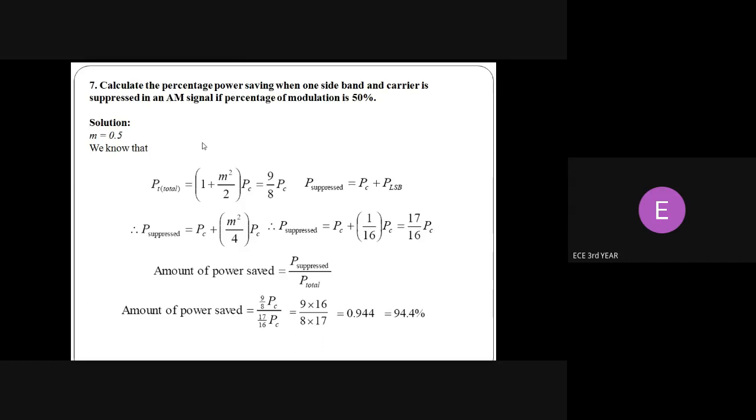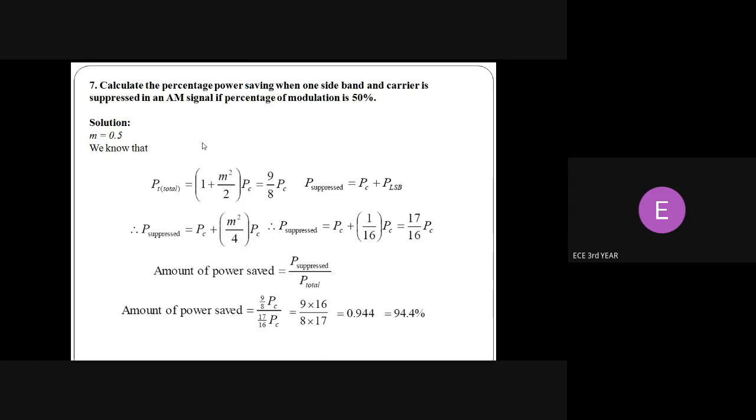M square divided by 4 into PC. Therefore, 1 divided by 16 into PC. PC plus 1 divided by 16 into PC, which is equal to 17 by 16 PC. So 17 by 16 into PC is the P suppressed power of suppressed one. So the amount of power saved.